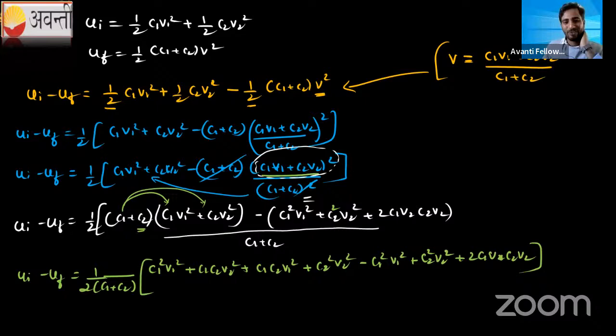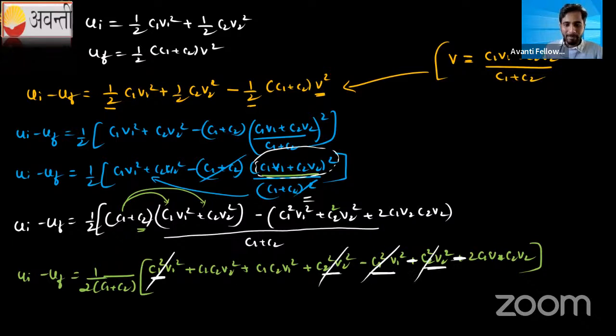Okay, no problem. Here I multiplied only for the two things. What about these two things? Clear up to now. Look here, this is minus C1 V1 square. This is plus C1 V1 square. These two cancel. This is minus C2 V2 square. This is plus C2 V2 square. These two get cancelled.